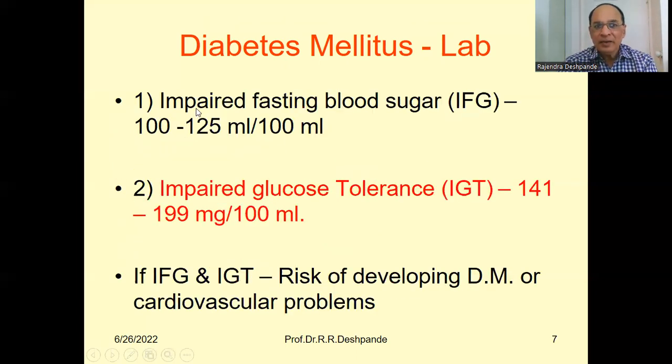Then there is impaired fasting blood sugar, IFG. It will be between 100 and 125. So it is a proneness to diabetes. Not today, but in the next 1 month, 2 months, 6 months, 1 year, he may get diabetes mellitus. Impaired glucose tolerance, IGT, 141 to 199 milligram per 100 ml, is indicative that the patient may land into diabetes mellitus. He may get diabetes within the next 6 months or 1 year. Okay, so these are the risks of developing diabetes mellitus or even cardiovascular problems.